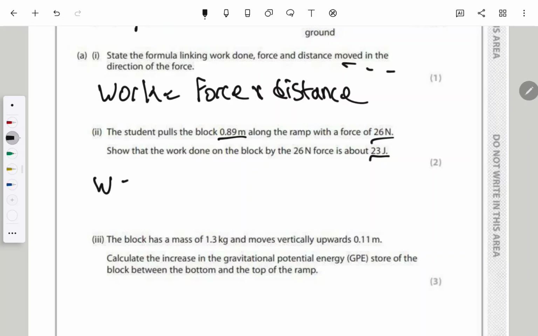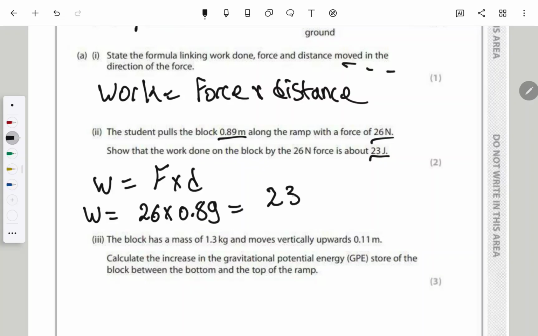We all understand that work equals force multiplied by distance. We calculate work by taking the force, which is 26, multiplied by the distance moved, which is 0.89. Second to do that in the calculator, please. And the right answer is 23.14. And what's the unit for work? Joules. Right. Moving on to the next one.